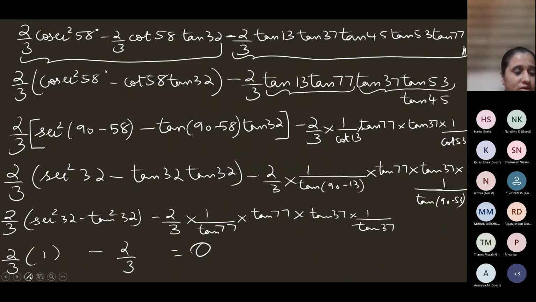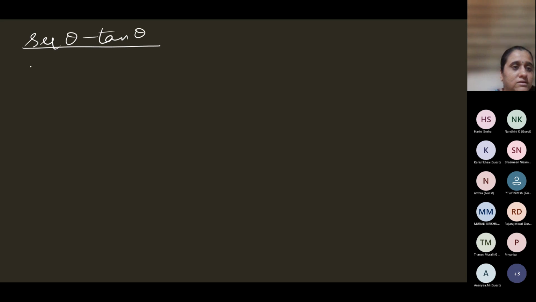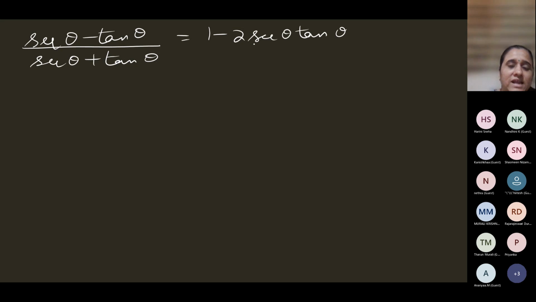Let's do a similar one quickly. Work it very quickly and tell me you got it. A similar situation. Secant theta minus tan theta divided by secant theta plus tan theta is equal to, see the RHS, 1 minus 2 secant theta tan theta plus 2 tan square theta. LHS has secant and tan, RHS also has secant and tan, so don't change. Very similar to the earlier one. That was in terms of cosecant and cot. This is in terms of secant and tan. Yeah, try this.